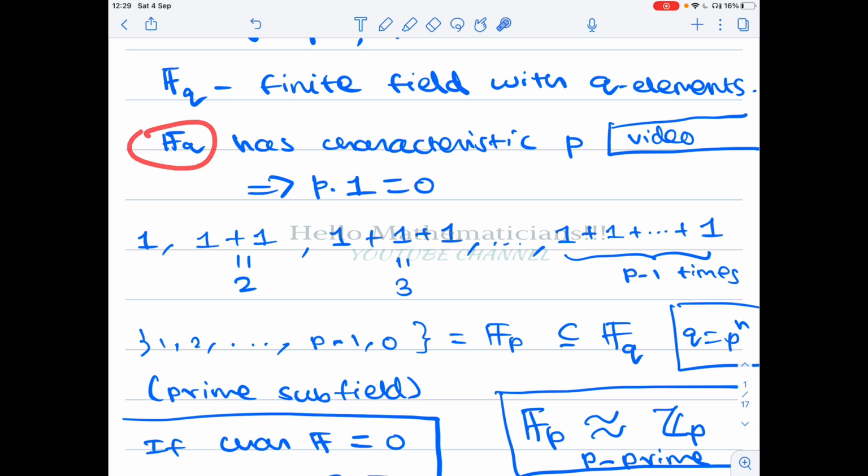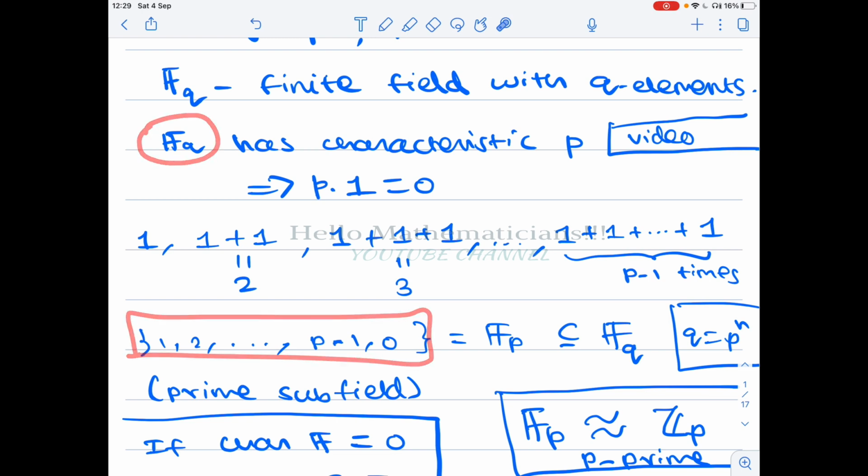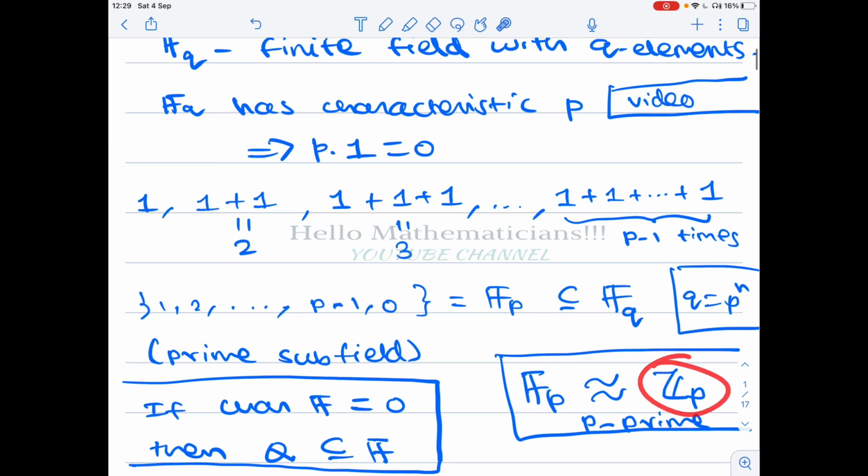Because it is a field, it is closed under addition. So all these numbers 1, 2, 3 up to p minus 1 are here. 0 is also there. Now, if you add 1 for p times, you get p times 1, but p times 1 is equal to 0. Therefore, you get 1, 2, etc., up to p minus 1, and if you add 1 one more time, you get 0. So this subset is inside F_q. But this is nothing but {1, 2, ..., p minus 1, 0}, which is nothing but Z_p. You can verify that this is a subfield of F_q. So this is called a prime subfield.